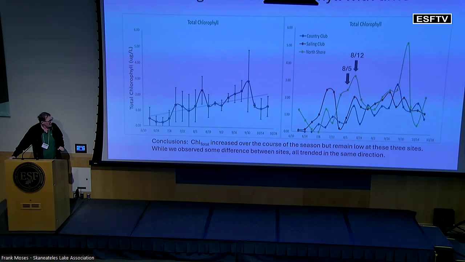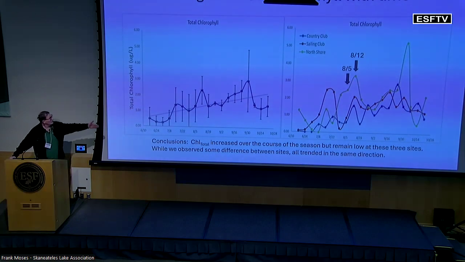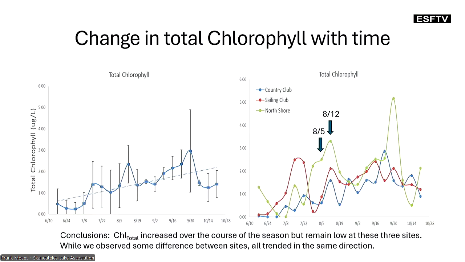And I'm going to show you a bunch of graphs. They're all set up the same way. On the left side is the average of the 3 sites. And so if you see really huge error bars, what that tells you is the 3 sites were not necessarily all doing the same thing. And then on the far side, you'll see the 3 sites shown individually, right?